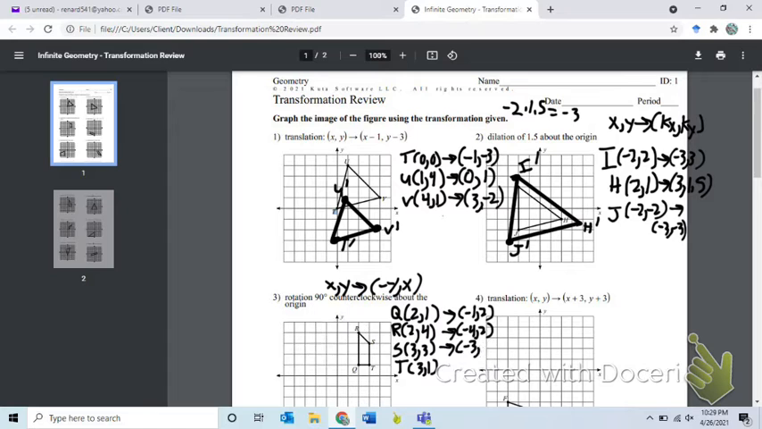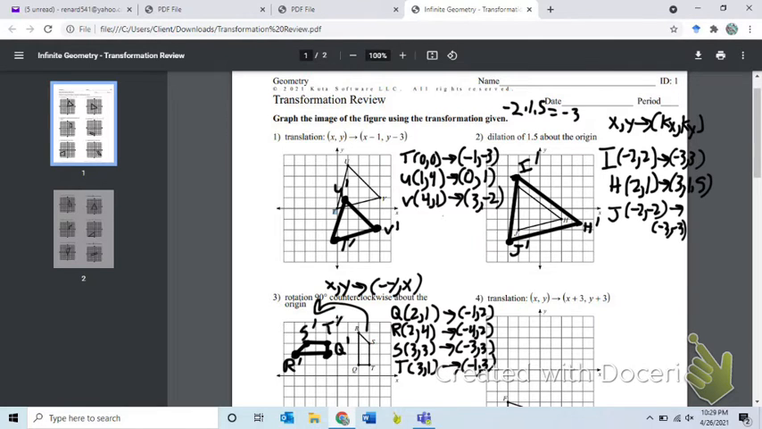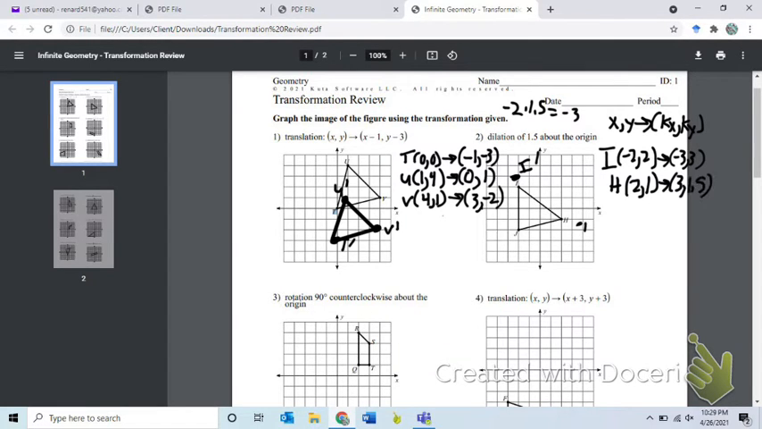Whoa. Too much too soon. H is 2, 1. Multiply both of those by 1.5. And we get 3, 1.5. Now, if you're being asked to come up with a half like that, just eyeball it. That's H prime right there. J, we have negative 2, negative 2. That's going to go to negative 3, negative 3. And we go like that.